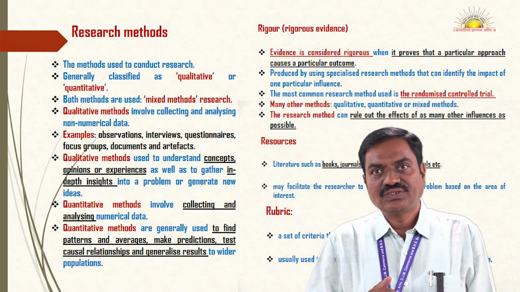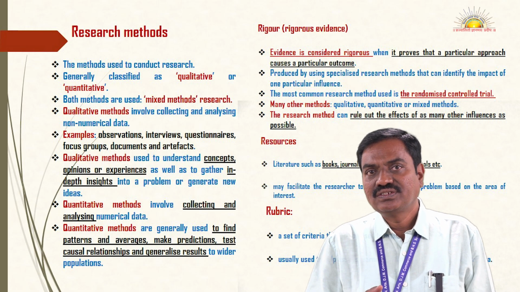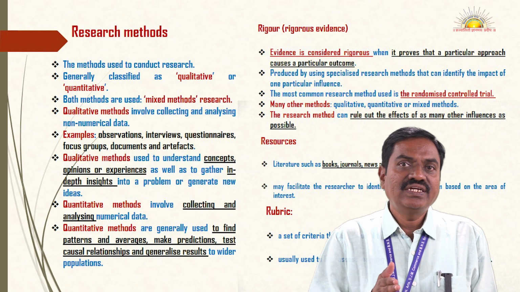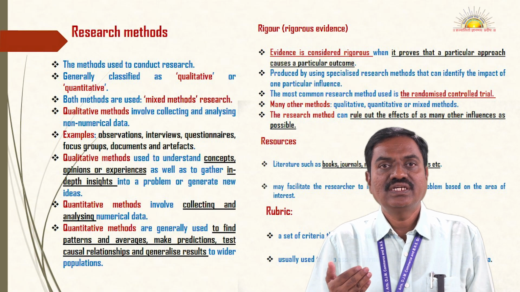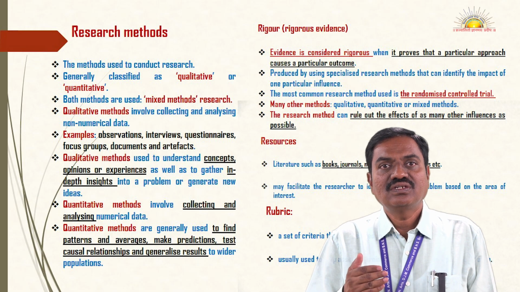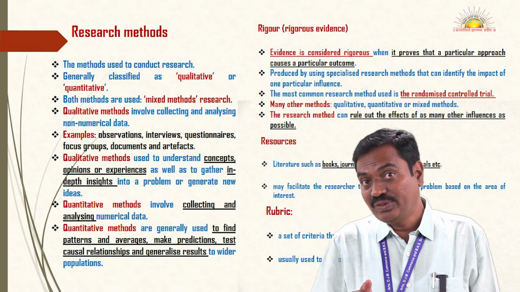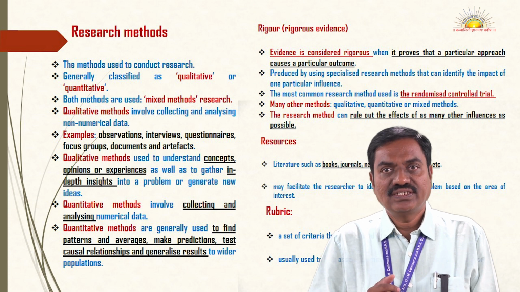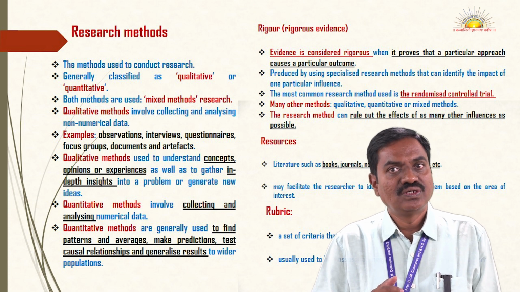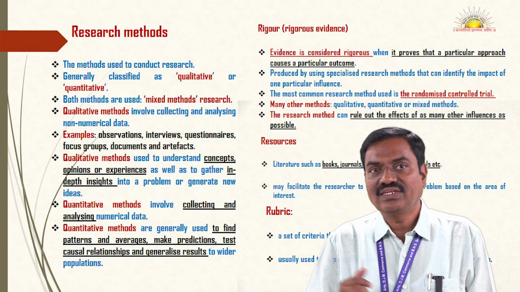Literature such as books, journals, news articles, periodicals, etc. may help the researcher to identify a relevant problem based on the area of interest. That is what resources are. The next term is rubric. A rubric is a set of criteria that can be used to make consistent judgments. In educational settings, a rubric is usually used to help assess learning or development in a particular area.